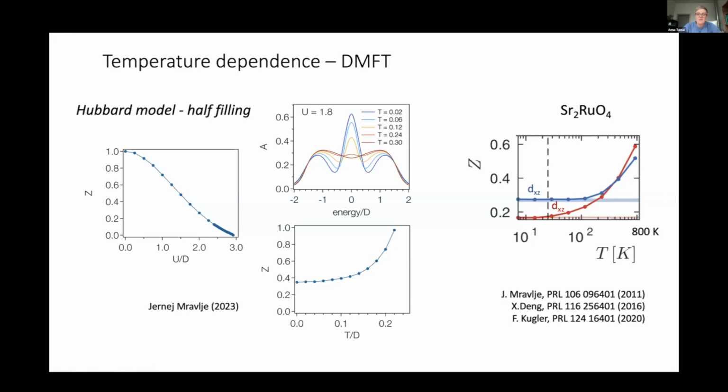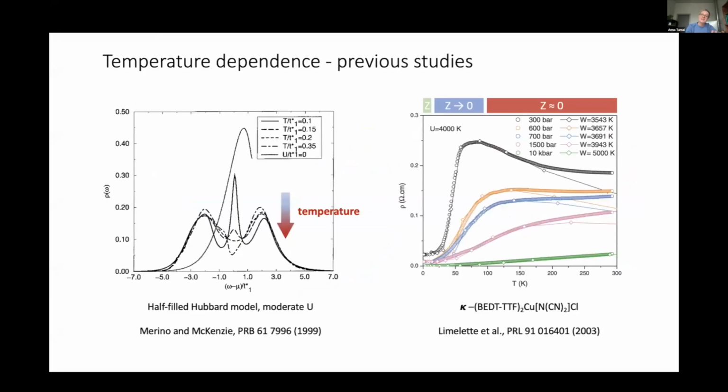The same is found in a completely different system. So the system we are studying now, which is a multi-orbital Hund metal like strontium-2 ruthenium-4, where for the 2 orbitals, in both cases, you find that Z increases with temperature. And it seems a common picture in DMFT that as you increase temperature, these quasi-particles tend to behave more and more like non-interacting electrons.